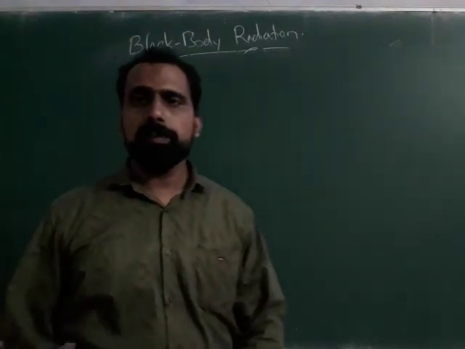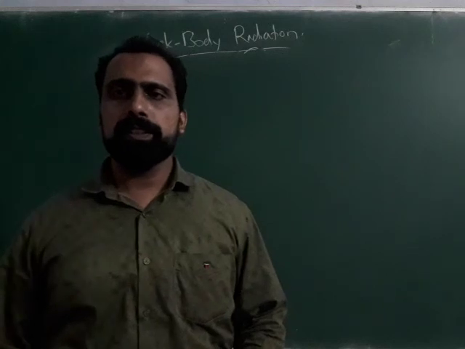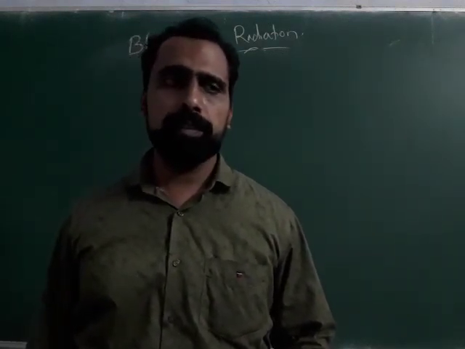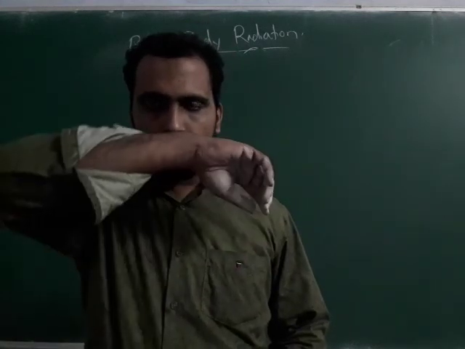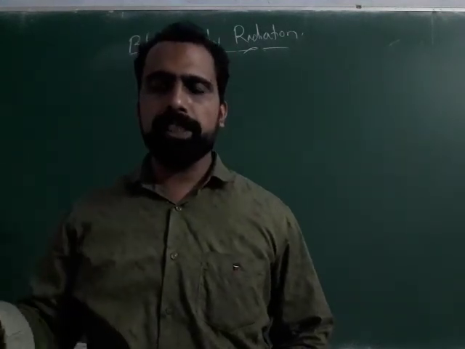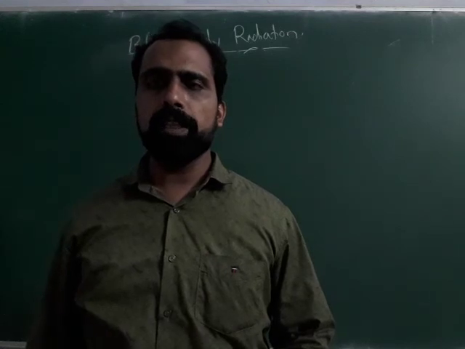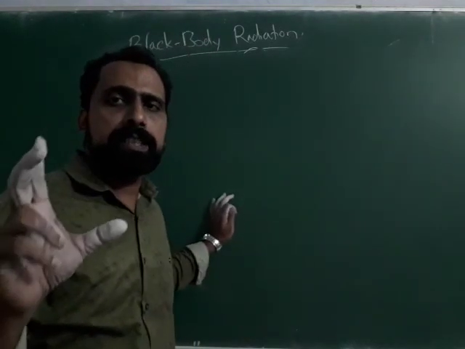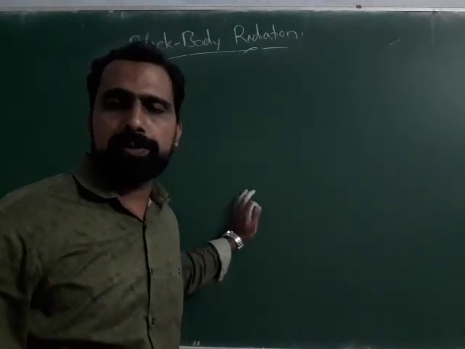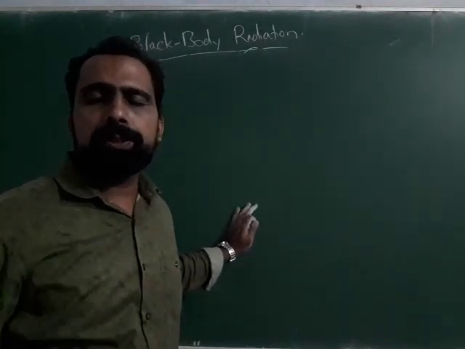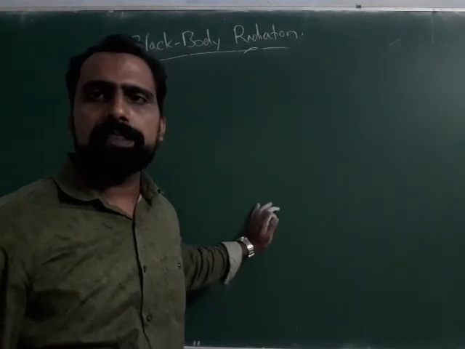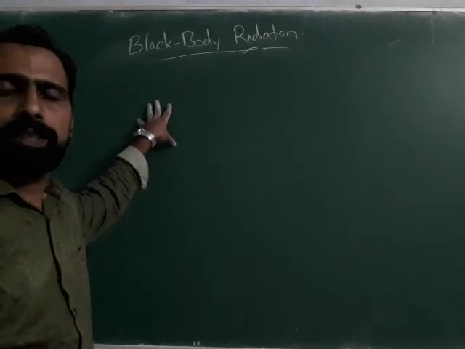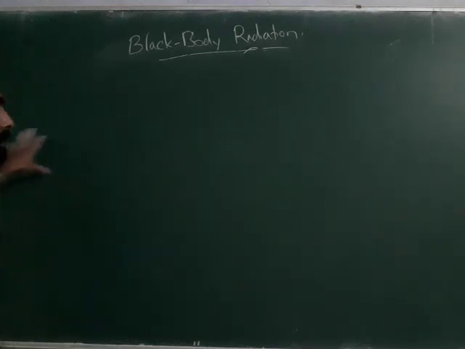So we will continue. We got the Rayleigh's formula, and what we understood is at higher frequencies the Rayleigh's formula is wrong, and that discrepancy that we got is the ultraviolet catastrophe. Now this issue was taken up by Planck, and he gave the Planck radiation formula.